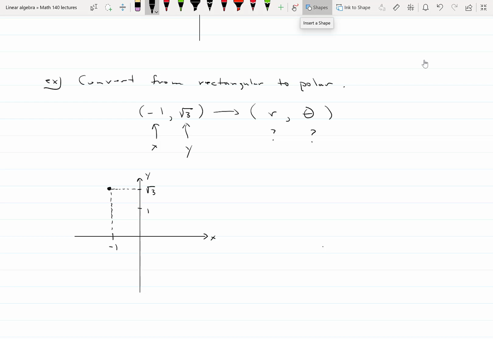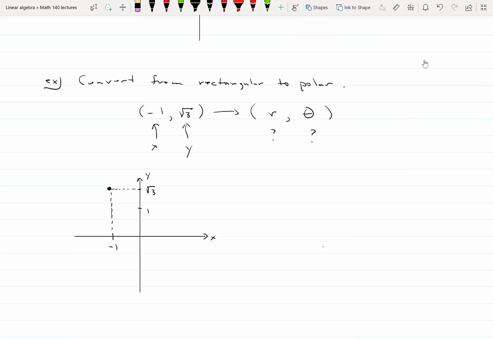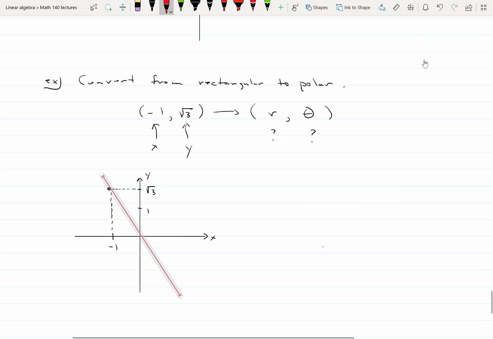So let me do this. Let me draw, if I can, a rotated x-axis. I got lucky. I didn't get that lucky. All right, I wanted red anyway, so here. Whatever. Not whatever, I'm going to fix it for us. Okay.